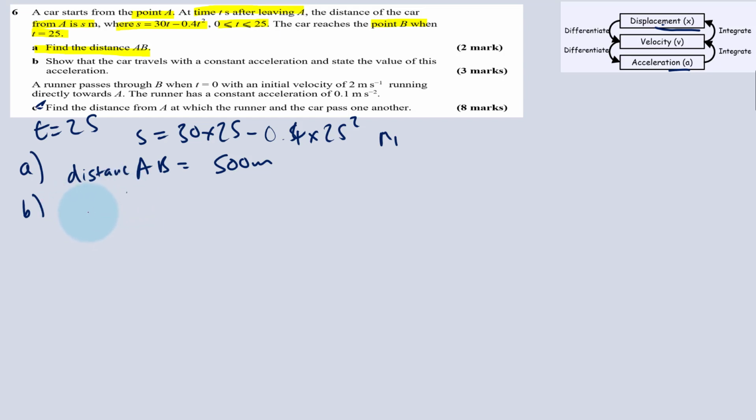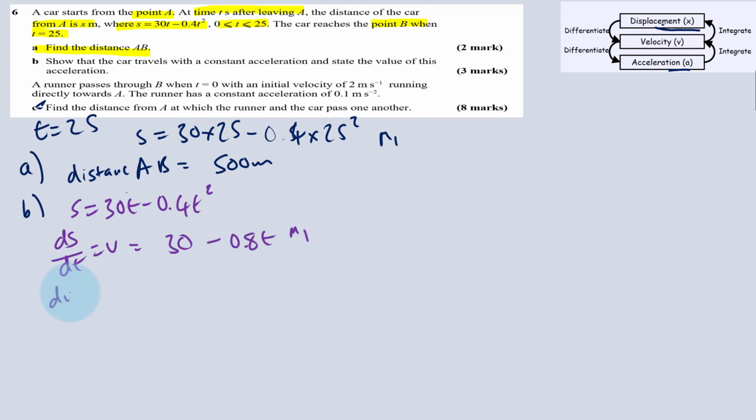Okay, so let's start with A. s equals 30t minus 0.4t squared. So ds/dt equals v, which is going to equal 30 minus 0.8t. This is differentiation, so no constant. I'm pretty sure that's going to get you a method mark, and it does.